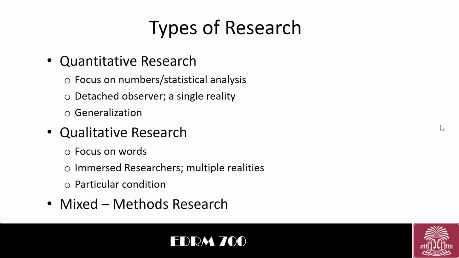Quantitative research. Data primarily deals with numbers. Researchers are detached observers. They assume that feelings and facts can be separated and there is one single reality. Finally, they want to generalize results to a larger population most of the time. In contrast, qualitative researchers describe their data using words. They are immersed researchers and they assume multiple realities of the world. They target that particular situation.